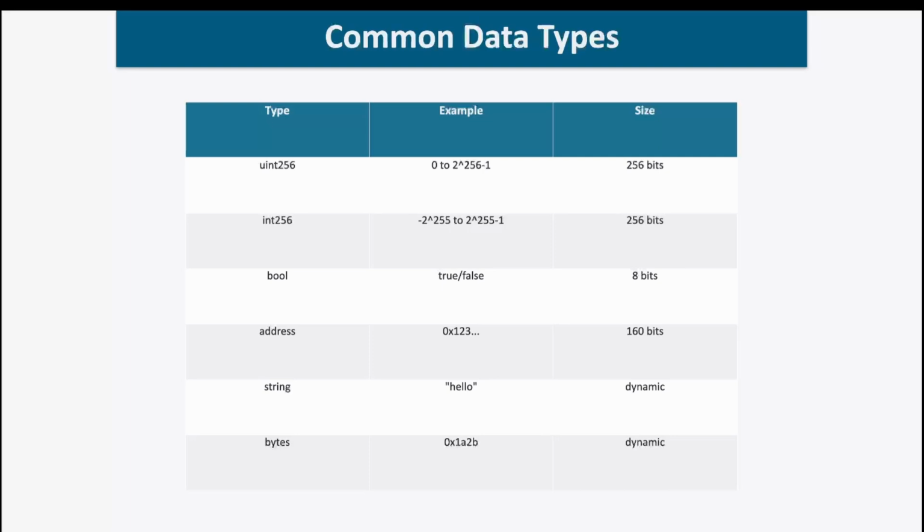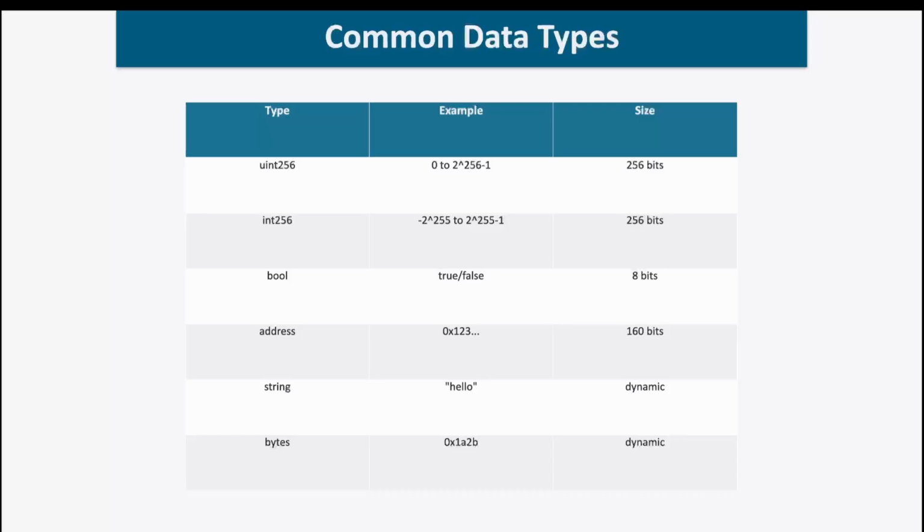Address is specific to Ethereum. It represents a wallet or contract address and is 160 bits. There's a variant called address payable, which can receive ETH. A string is text. It is dynamic size. It grows as it's needed. Strings are expensive to store because they are variable length. Bytes is raw binary data, also dynamic, and bytes32 is a fixed-size 32-byte chunk, which is gas efficient for storage.